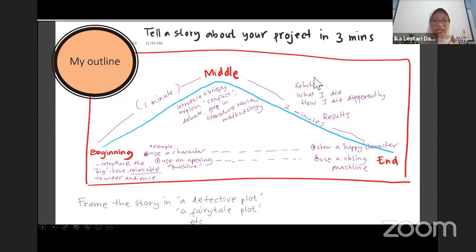So go back to this outline. I frame my presentation in a story, in a kind of fairy tale plot. But you can actually frame your presentation in a detective plot. And today, I frame my presentation in a recipe, in a cooking genre. I use analogy or example or words from the culinary world, using recipe, ingredients, or cooking steps, things like that. And you can create your own that suits you best, or maybe you can relate to your own hobby.